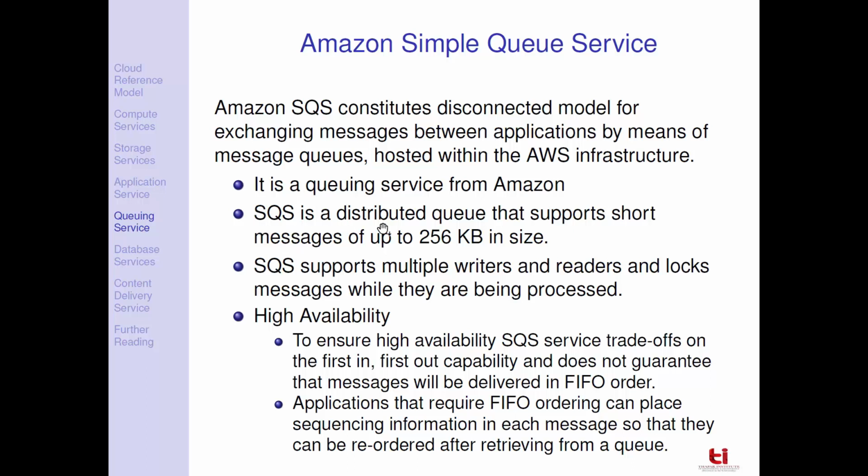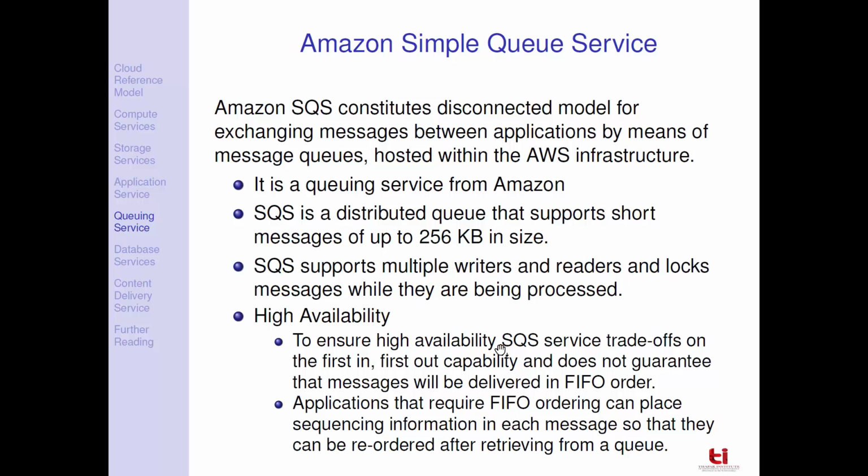SQS is a distributed queue that supports short messages of up to 256 KB in size. So the message size in Amazon SQS is upper bounded by 256 KB. So they're very small messages. It supports multiple writers and readers and locks messages while they are being processed. Then it provides high availability.